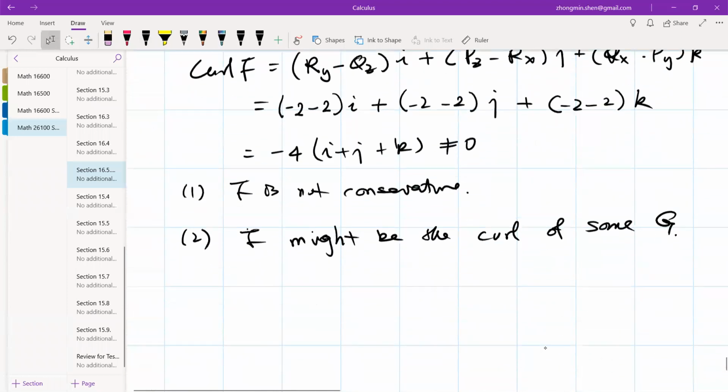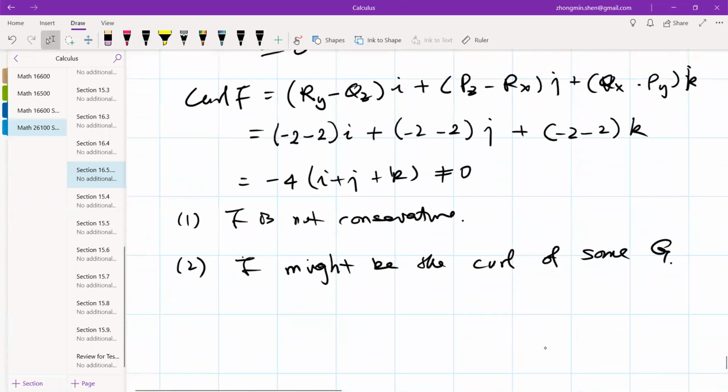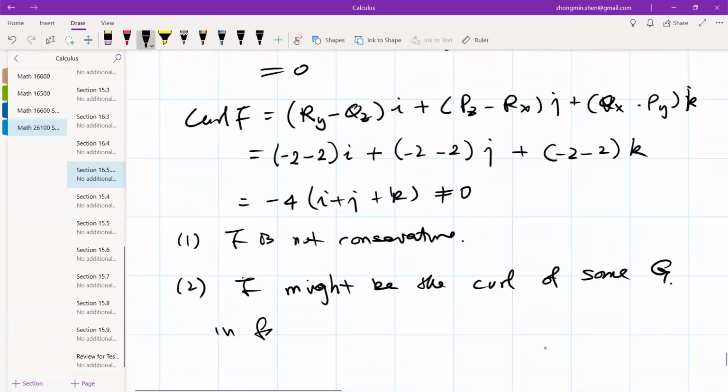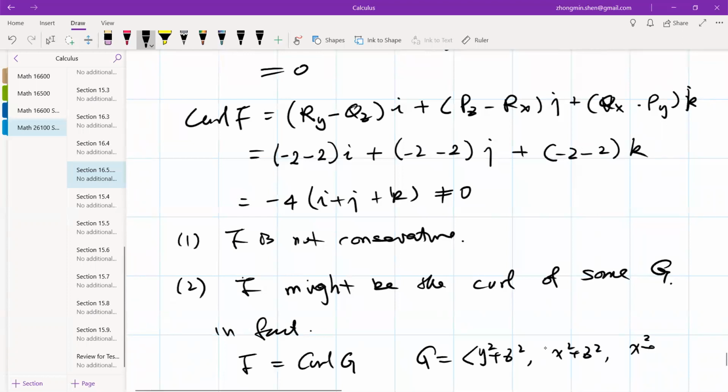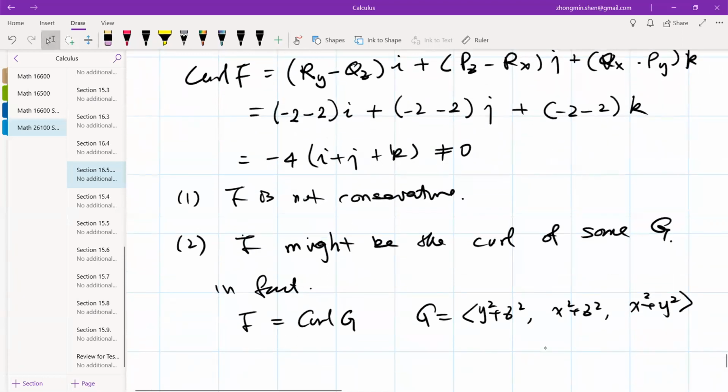All right. So now let's prove that. In fact, F is going to be the curl of G, and I can give you the formula. It's going to be y squared plus z squared, x squared plus z squared, and x squared plus y squared. You can check that indeed it's coming from G, but it's not always true. This is so special. That's the way I constructed the F. It comes from some G.